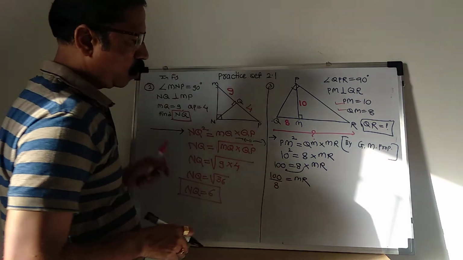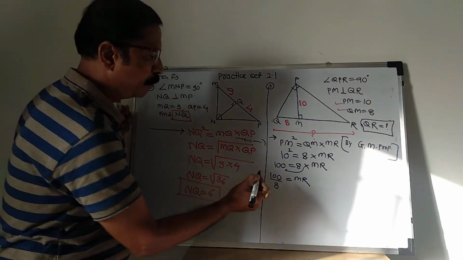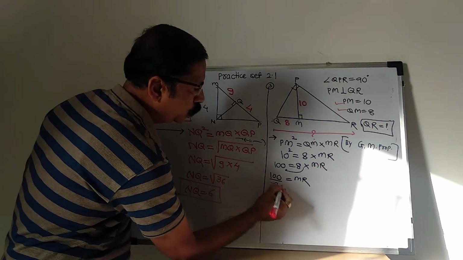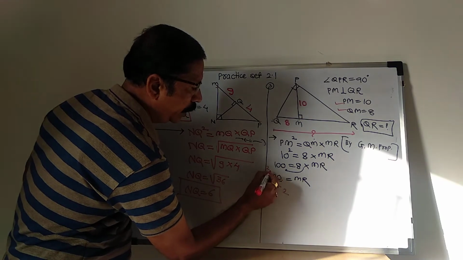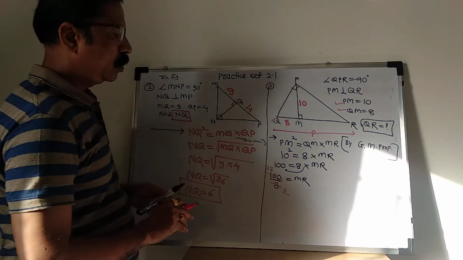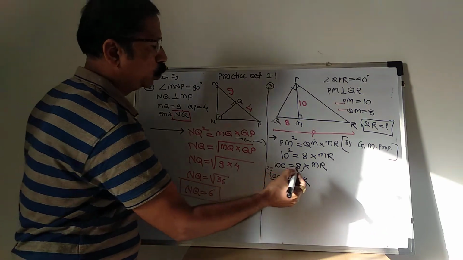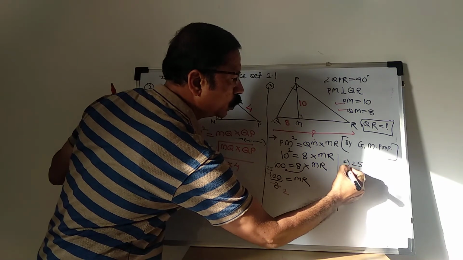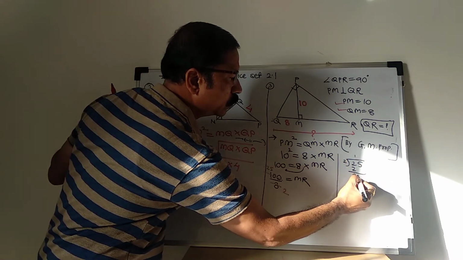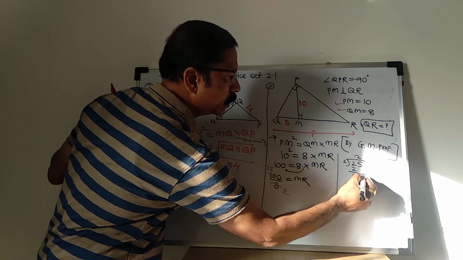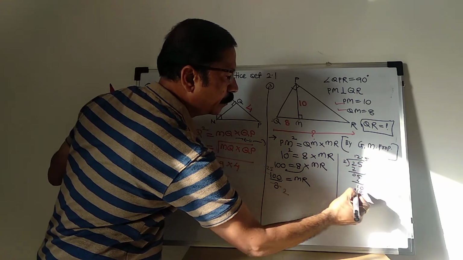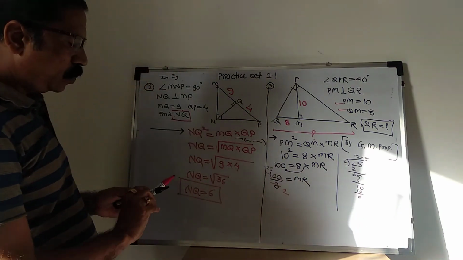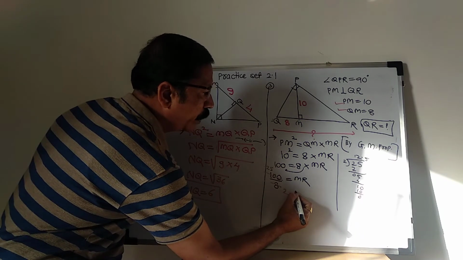Take the constant at one side and simplify. 100 and 8 both are in the table of 4. So 4 twos are 8, 4 fives are 20. So I got 25 upon 2. 25 upon 2. 2 ones are 2. 2 twos are 4. And 2 fives are 10. So I got 12.5. So MR is equal to 25 upon 2, that is 12.5.